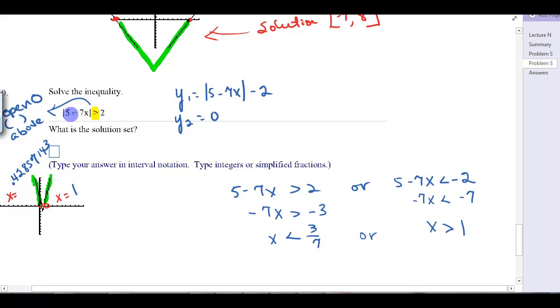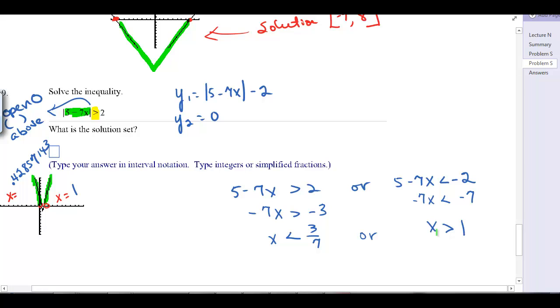You take what's inside here, the 5 minus 7x. It's either going to be greater than 2 or less than -2. You do the positive and the negative. Solve each of those, remembering that when you divide by -7 here, the inequality flips. So you have x is less than 3/7 or x is greater than 1.